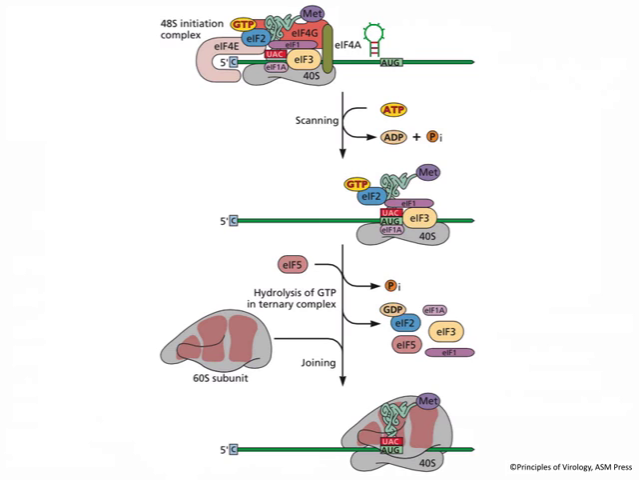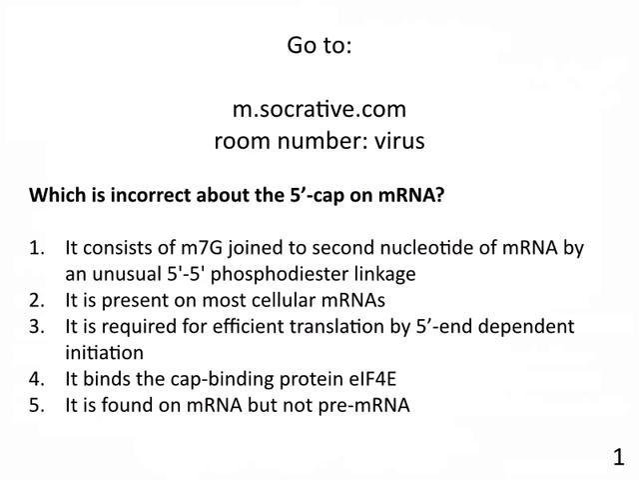Now we have the Met tRNA there because that's been brought down with the initiation complex. And we are ready to make proteins. Okay? That's how it's done in eukaryotic cells. And as you will see, many viruses do that as well, but not all of them.